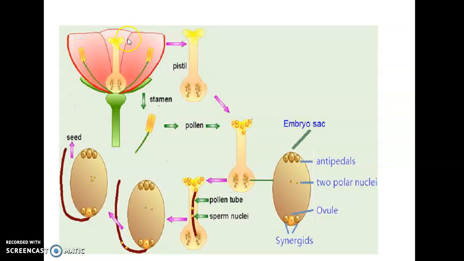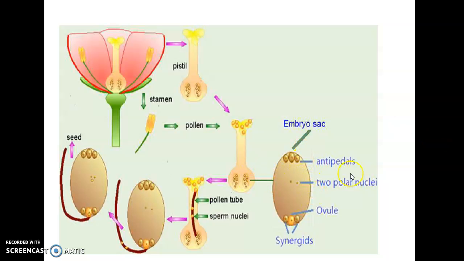Students, once the pollen grains move through the style and reach the embryo sac, the pollen will contain 2 male gametes, and 1 will fuse with this egg cell and become the zygote, and 1 more male gamete is there now.